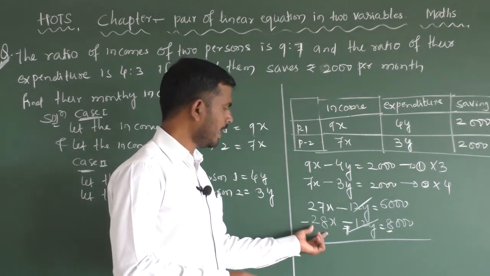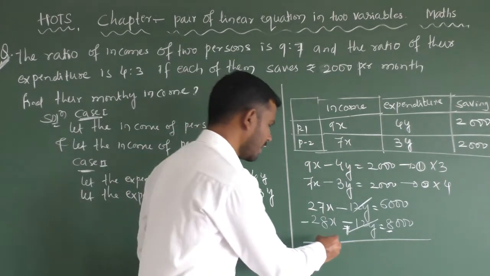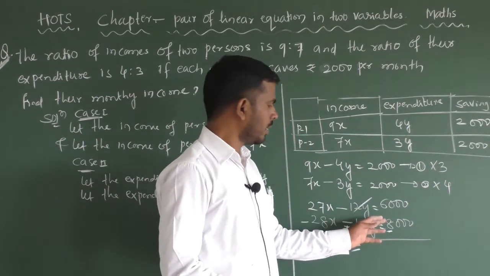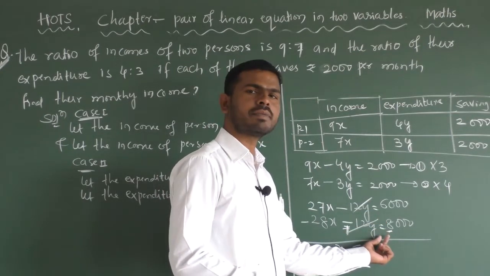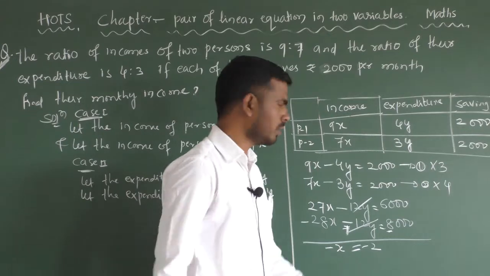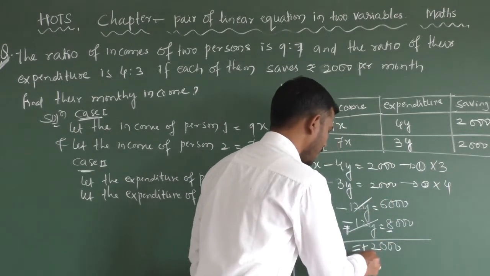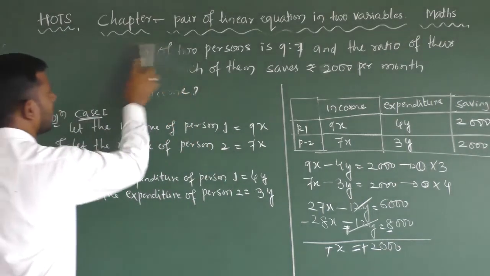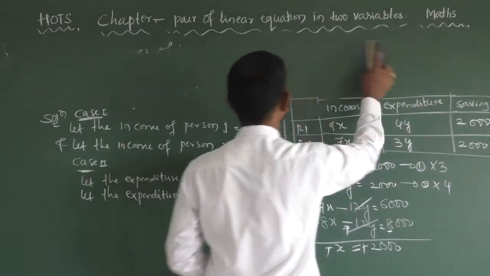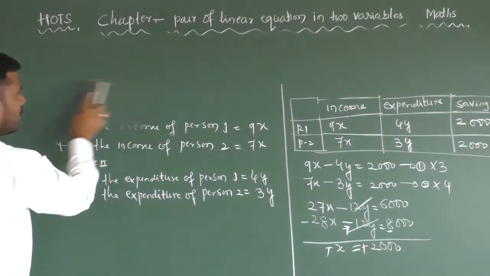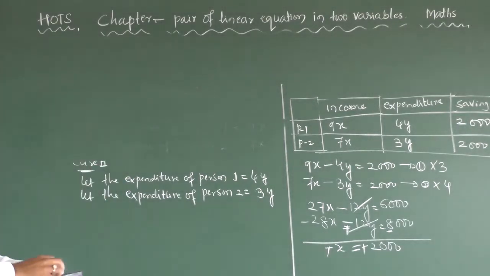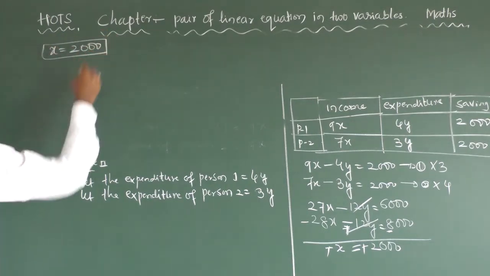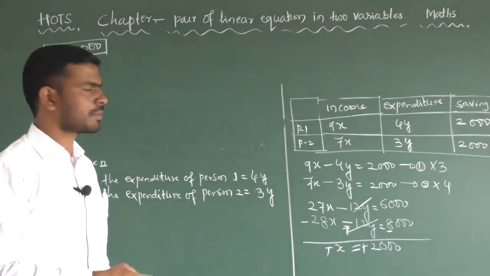The remainder is 28x minus 27x, that is x, equal to 8000 minus 6000. Solving this, x is equal to 2000. This is the monthly expenditure figure we need.